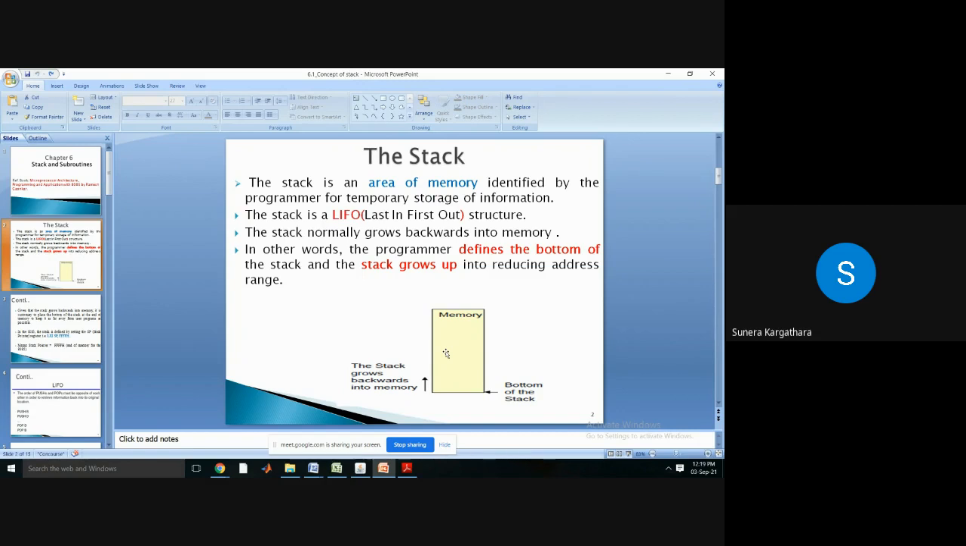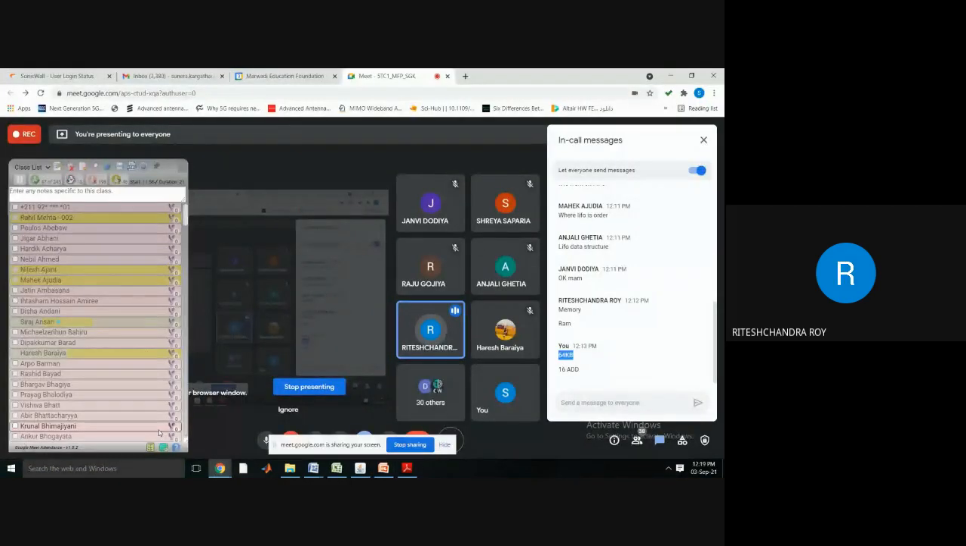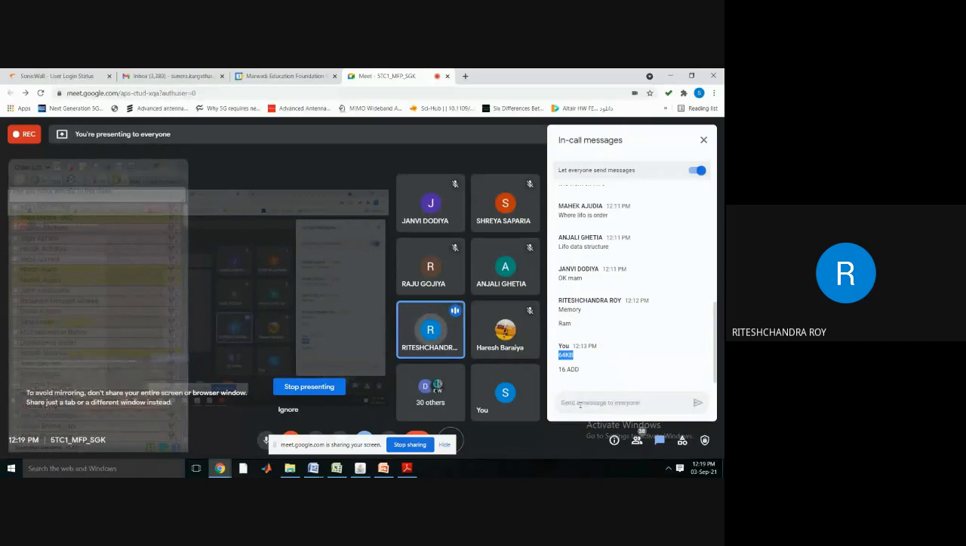Am I communicating, student? Any doubt up to here? Anyone? Ma'am, when the stack is empty, the stack pointer will point to FFF because it is from the reverse. Yes, yes.